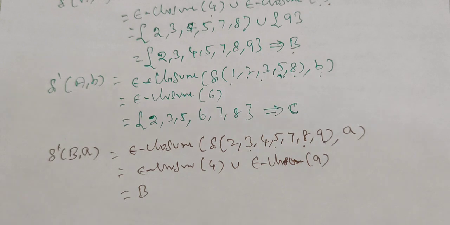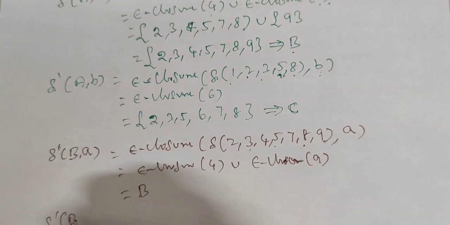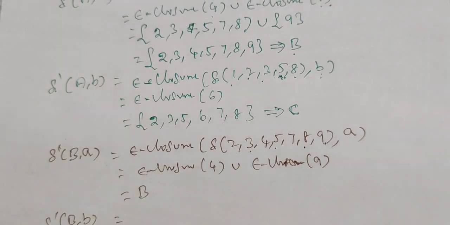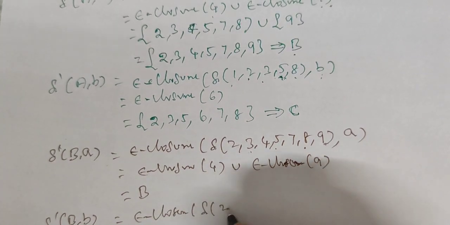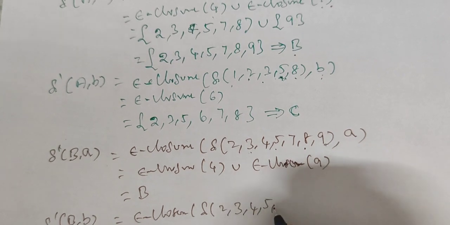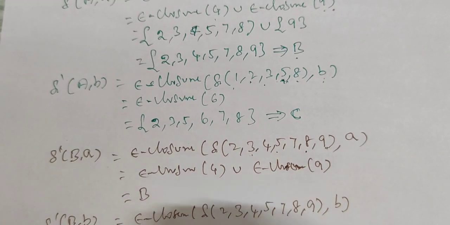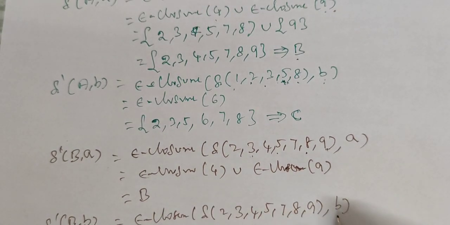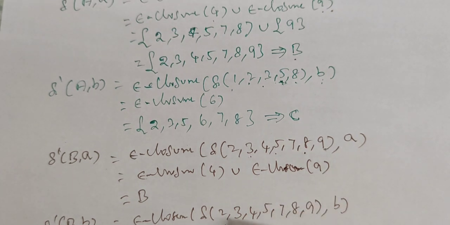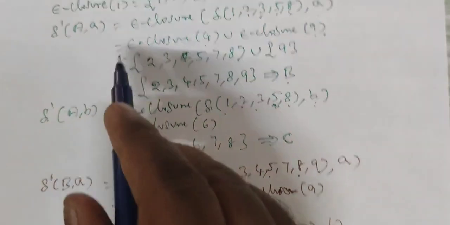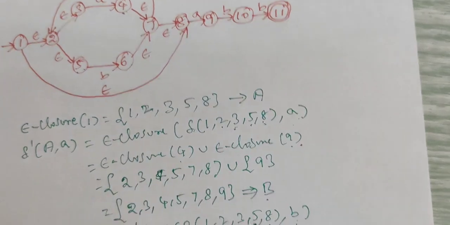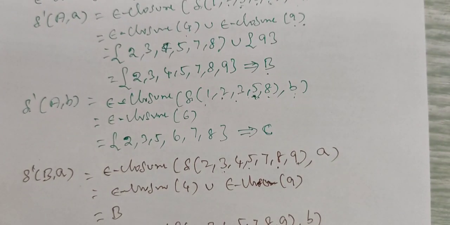Okay. Now we will go for the next one. So delta dash of B comma B. So delta dash of B comma B, which is equivalent to epsilon closure delta of 2, 3, 4, 5, 7, 8 and 9. So now see here, when we apply B here, B cannot be applied on 2, 3, 4, but it can be applied on 5. When you apply it on 5 in the diagram, it goes to 6 now. Okay, it goes to 6. Now the rest of the inputs we cannot apply.